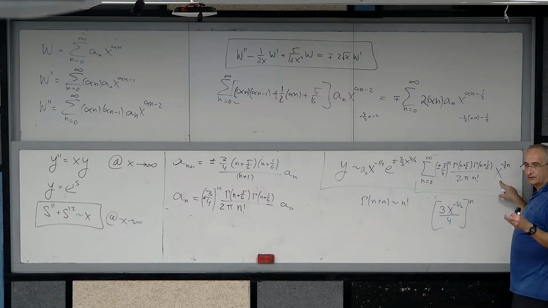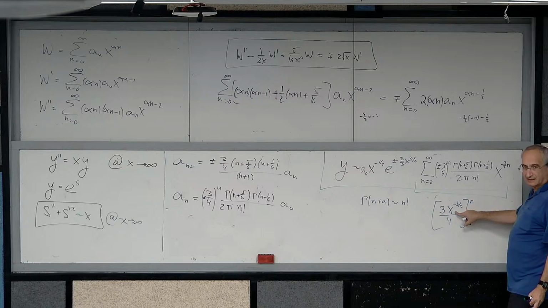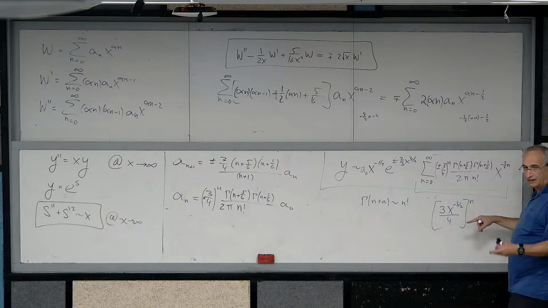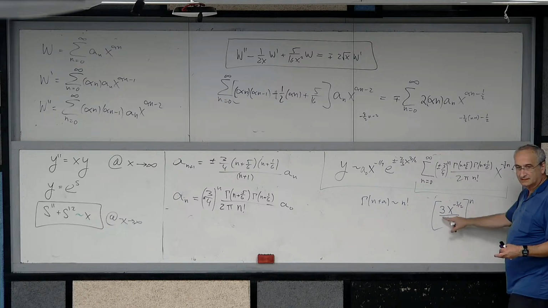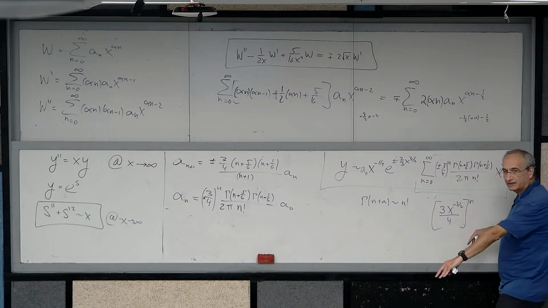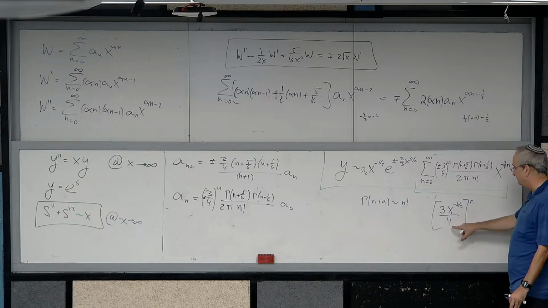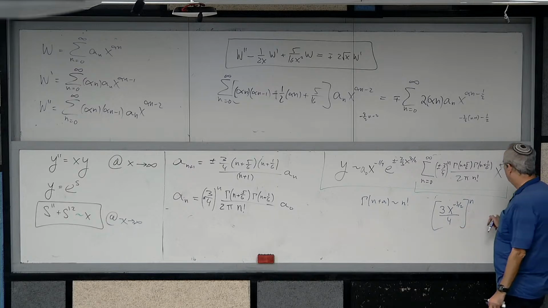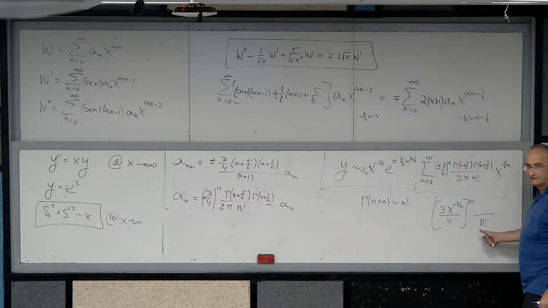Is that growing or decreasing as n increases? It depends on x, right? The larger x is, the smaller is this term, and then we have an exponential decrease with n. So if x is such that this term is smaller than 1, then this term will decrease exponentially as n increases. So this gives me an exponential decrease. Then we have n factorial. So this gives me a factorial decrease. Who is stronger, exponential or factorial?